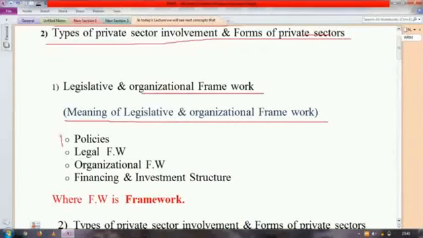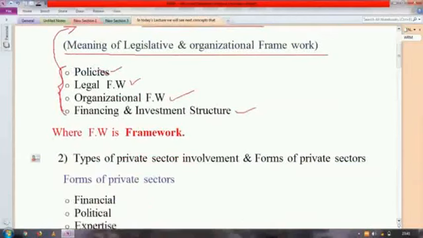And here these are the four important terms which are listed here that come under legislative and organizational framework. First one is policies, then legal framework, organizational framework. Then the last one is financing and investment structures. By understanding these four terms, we are able to know this legislative and organizational framework properly. We need to understand all these four terms.